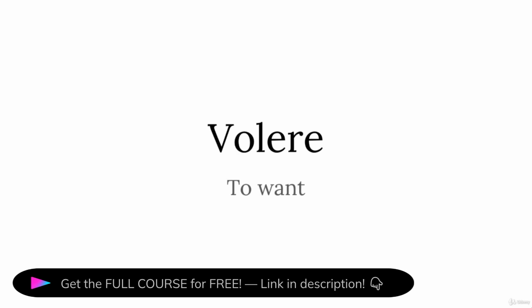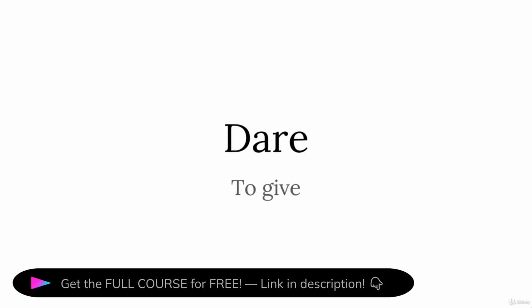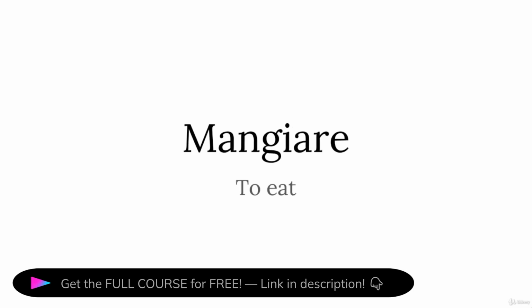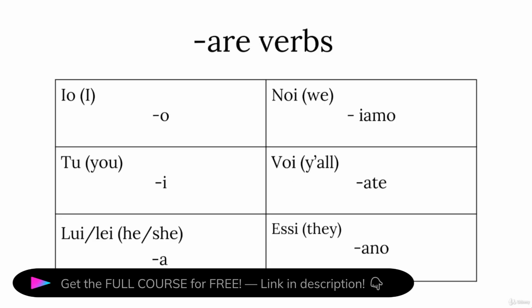Great. To want, volere. We have actually seen already a little bit of the conjugation of this verb. Do you remember the difference between io voglio and vorrei? That is the verb volere. To give, dare. Dare. Perfect. To eat, a very important verb is mangiare. Mangiare. Perfect. So, let's start with the conjugation.